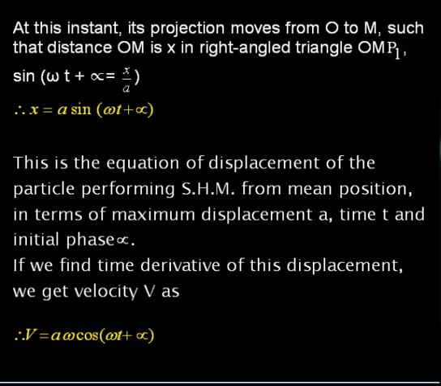This is the equation of the displacement of the particle performing SHM from the mean position in terms of maximum displacement a, time t, and initial phase alpha. If we find time derivative of this displacement, we get velocity v as a omega cos(omega t + alpha).